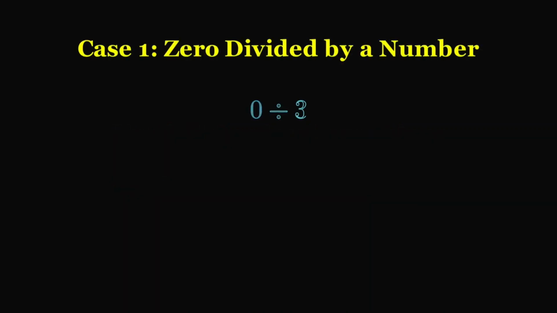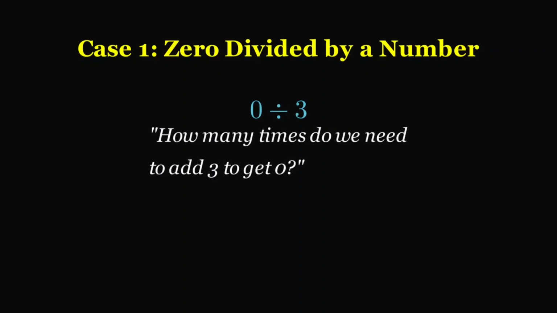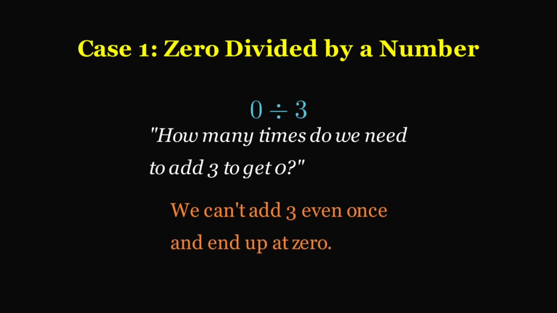Let's start with 0 divided by 3. This means, how many times do we need to add 3 to get 0? Well, there's no way to add 3, even once, and end up at 0. So the answer must be 0. Now what if we flip it?